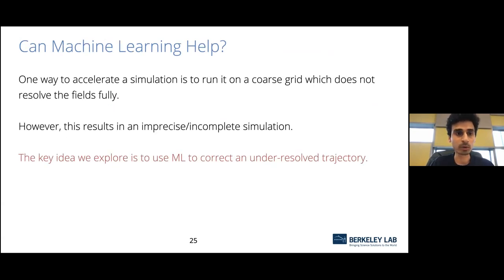But one might think one way to accelerate a simulation might be to run it on a coarse grid, which does not resolve the fields fully. And obviously, since there's no free lunch, this results in an imprecise or incomplete simulation. The key idea that we explore is to use machine learning to correct an under-resolved trajectory.